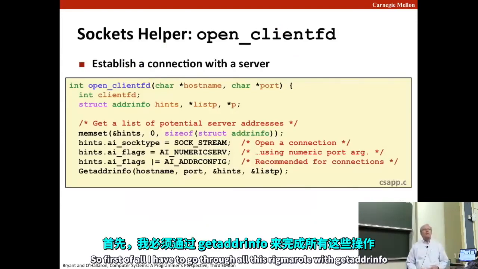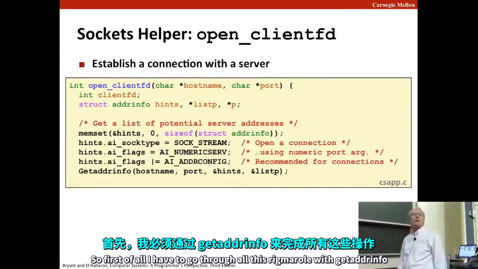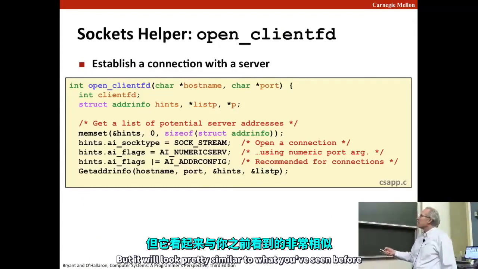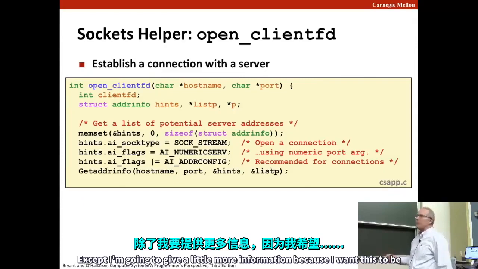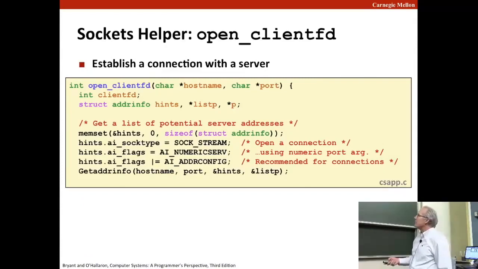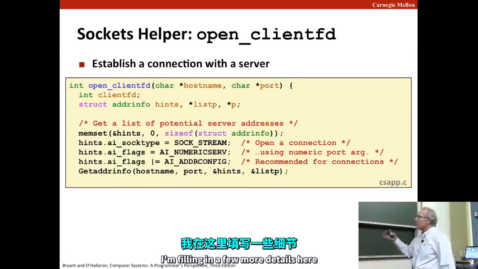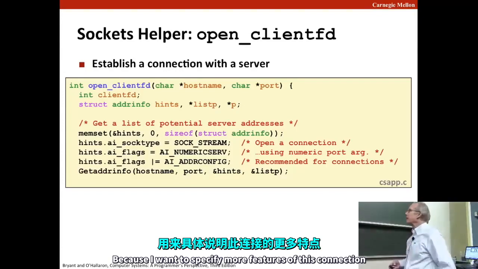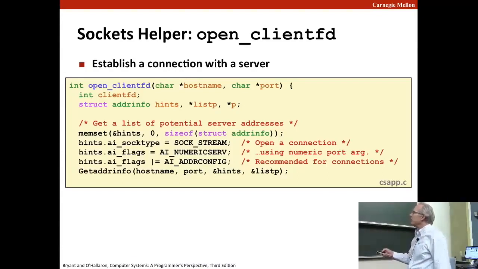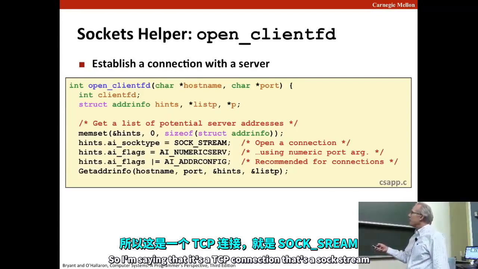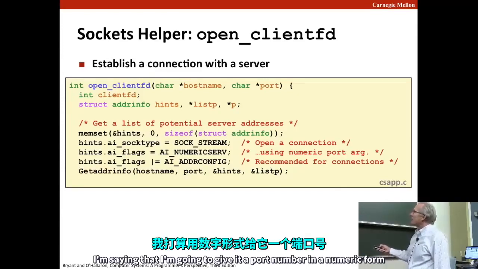So first of all, I have to go through all this rigmarole with getaddrinfo, but it will look pretty similar to what you've seen before. Except I'm going to give a little more information, filling in a few more details here because I want to specify more features of this connection. So I'm saying that it's a TCP connection, that's a SOCK_STREAM. I'm saying that I'm going to give it a port number in a numeric form.